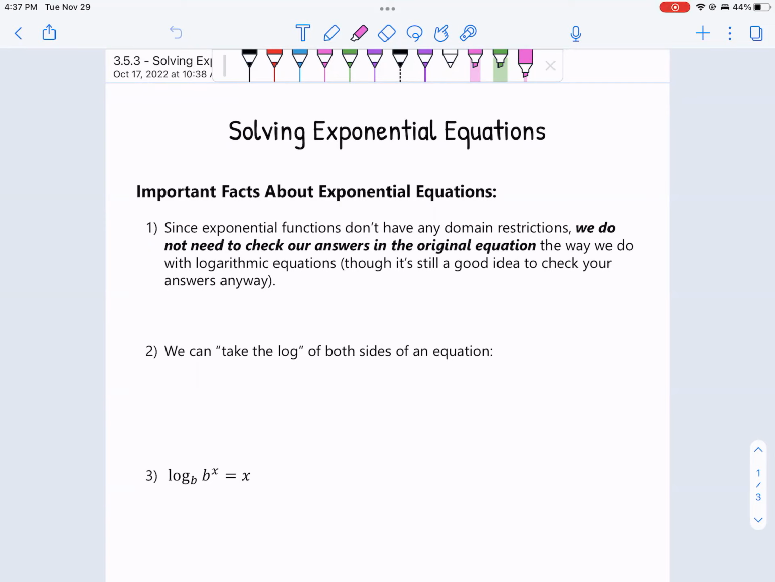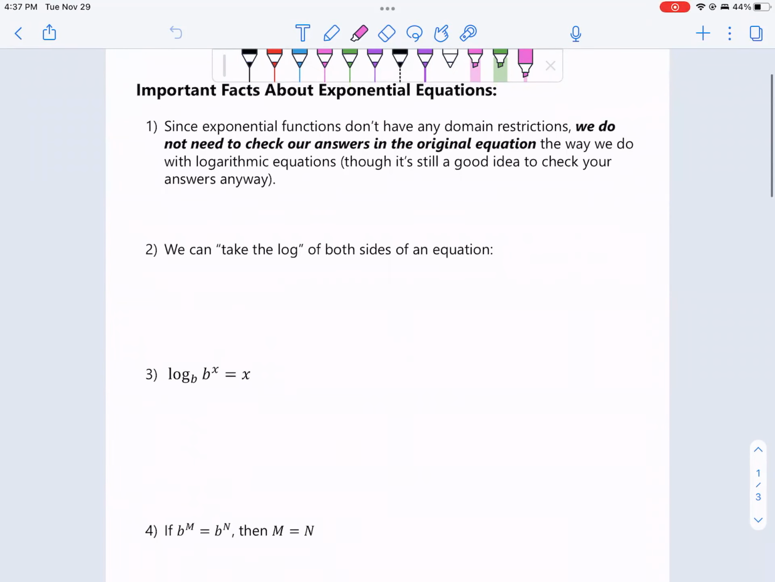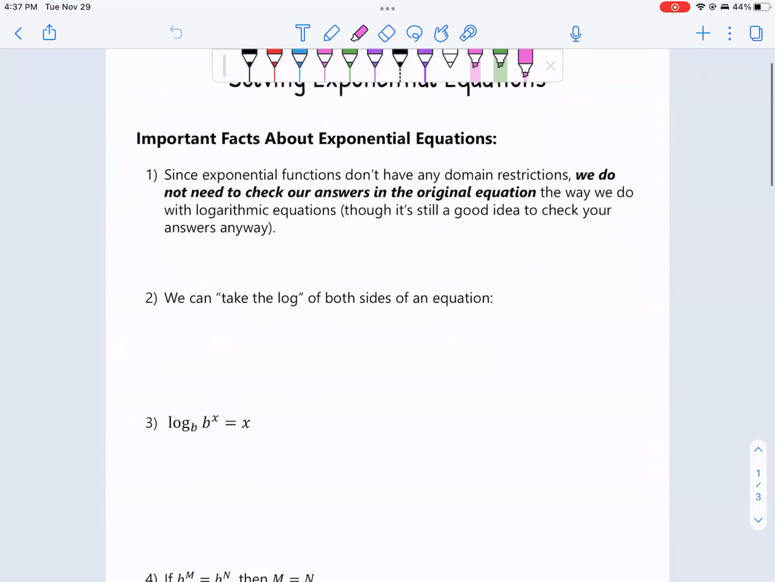There's going to be two different videos on solving exponential equations because there are, in general, two different techniques to solve an exponential equation. One of them is finding a common base, and the other one is using logarithms, typically natural logarithms. I will reference this particular slide or piece of the worksheet in the next video as well. It's relevant to both.